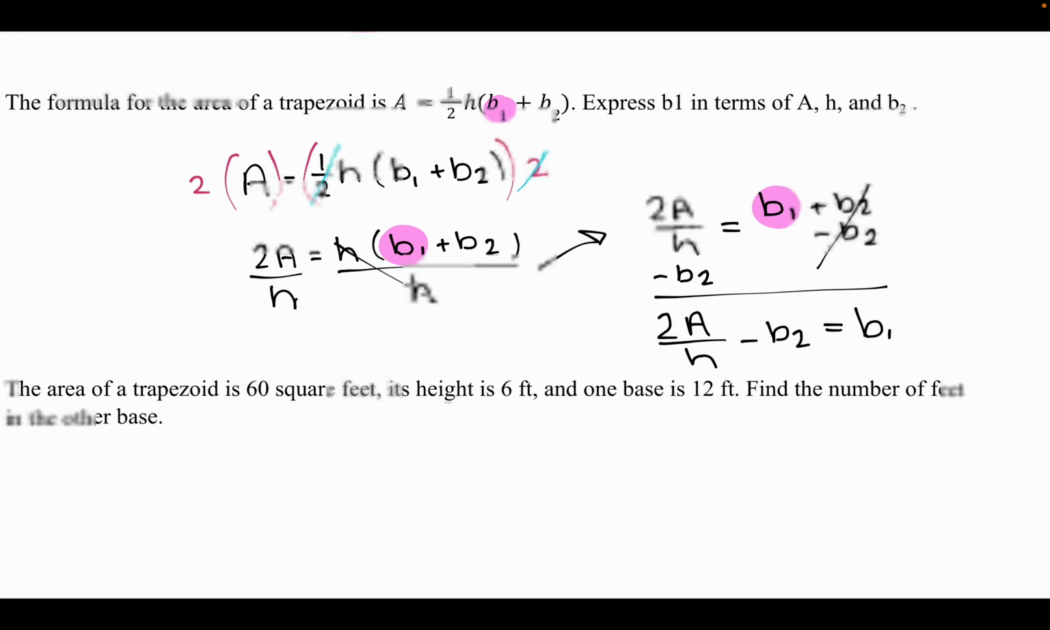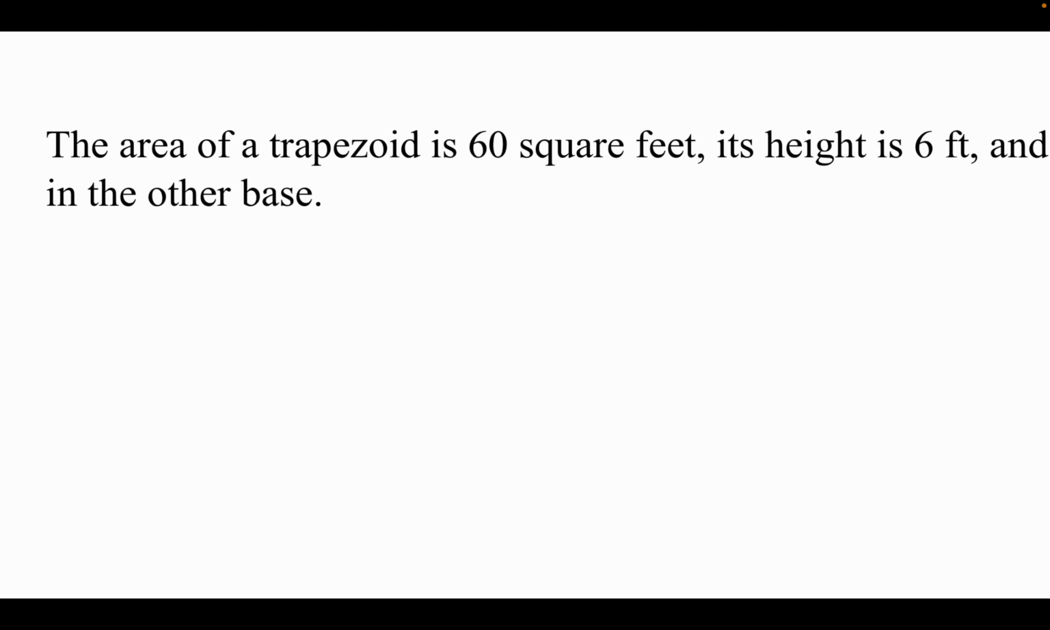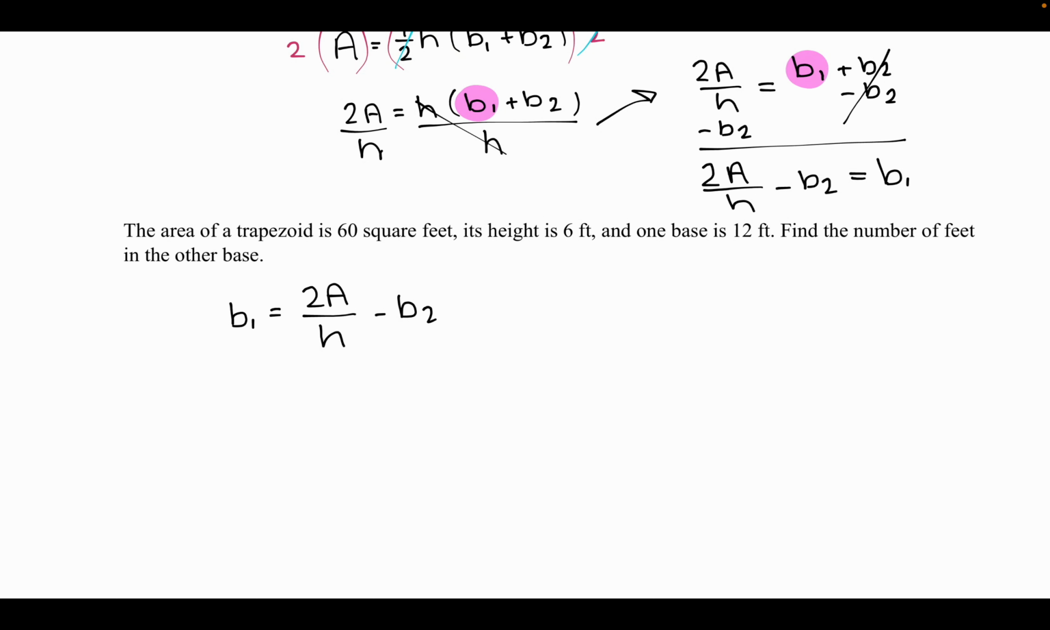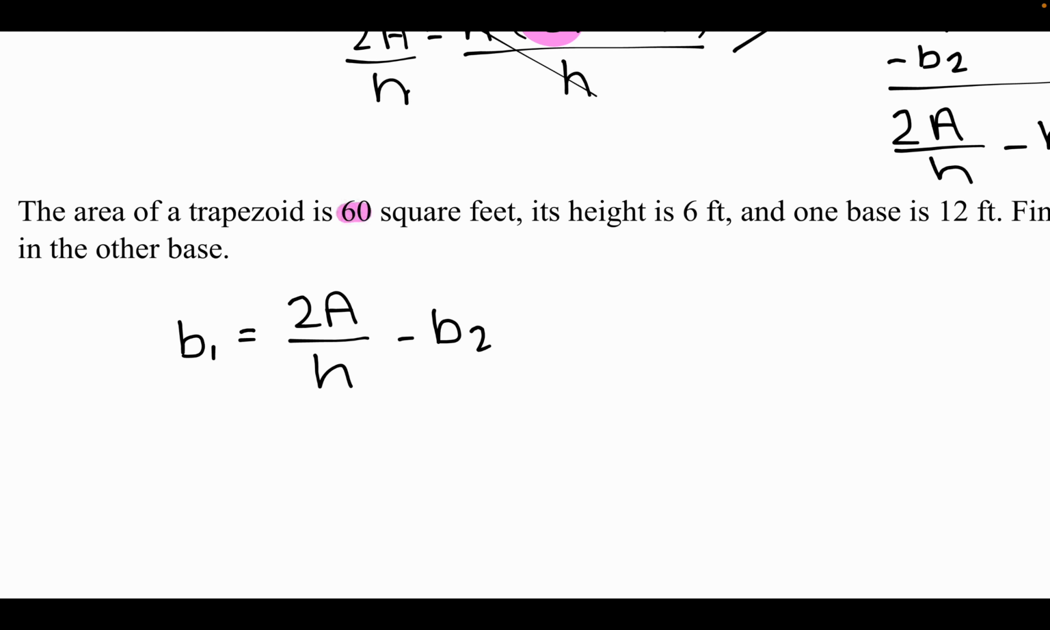So the next part says the area of a trapezoid is 60. We're going to rewrite our little formula here for B1. So B1 is 2A over the height minus B2. And we're going to highlight. So it tells us that the area is 60, which means that's what I'm going to plug in for A.